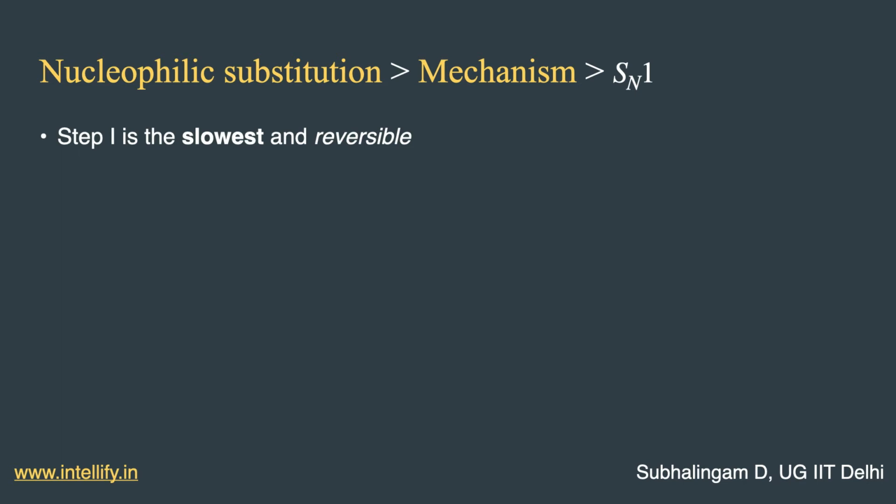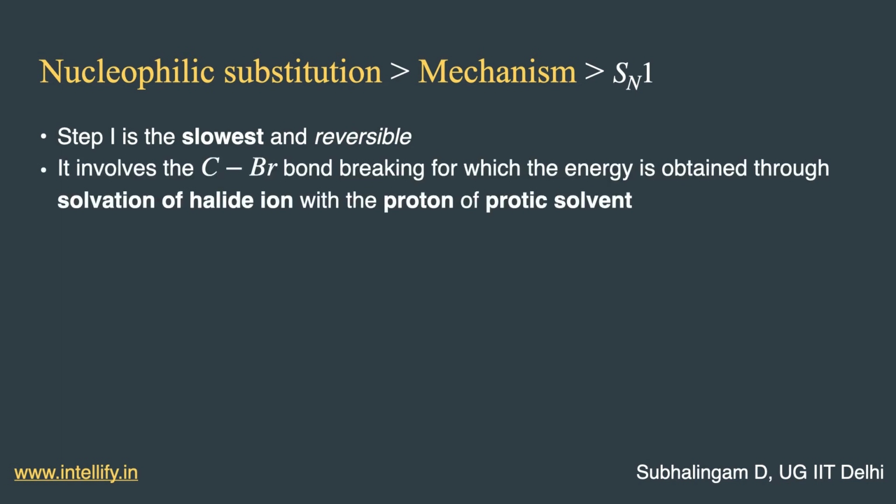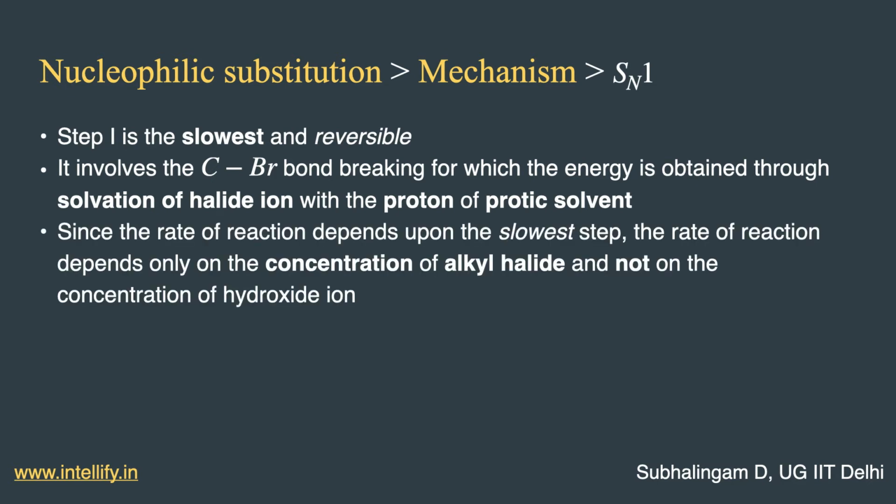Step 1 is the slowest and reversible. It involves the C-Br bond breaking, for which the energy is obtained through solvation of the halide ion with the proton of the protic solvent. That's why we need a protic solvent. Since the rate of reaction depends upon the slowest step, the rate of the reaction depends only on the concentration of alkyl halide and not on the concentration of hydroxide ion. That's the reason why it follows first order kinetics, and the rate does not depend on the concentration of hydroxide ion.